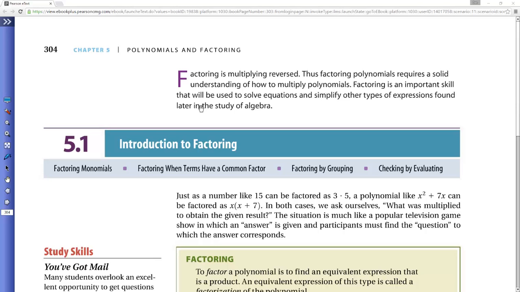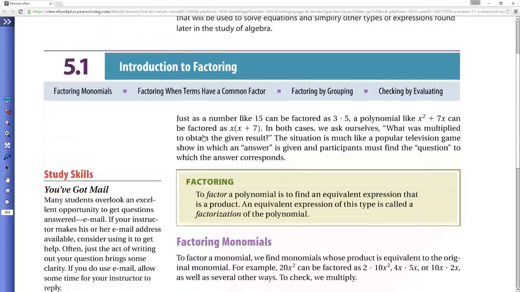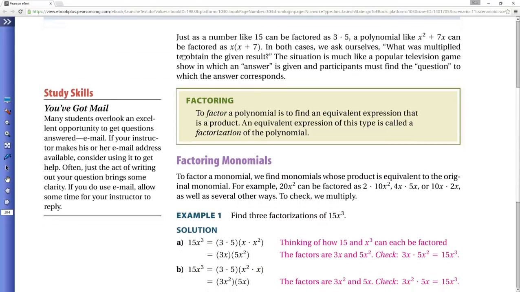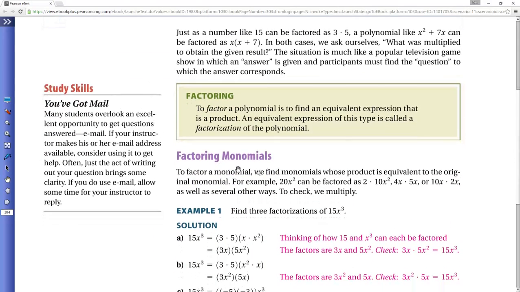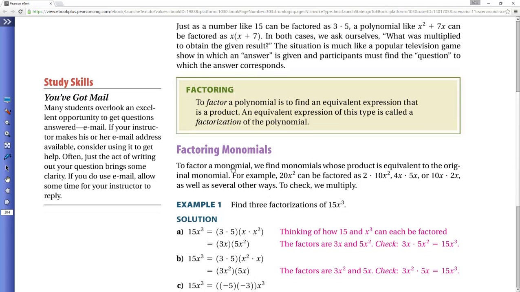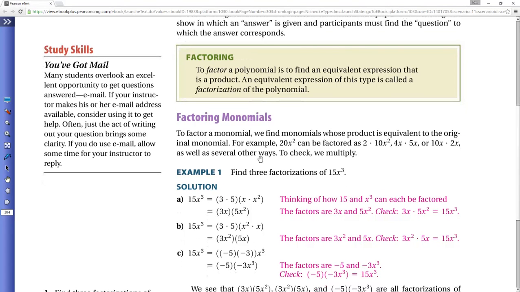The first factoring covers a lot of things that have to do with having a monomial, or a single factor, come out, and that's what mono means, one. So to factor a monomial, we find monomials whose product is equivalent to the original monomial.